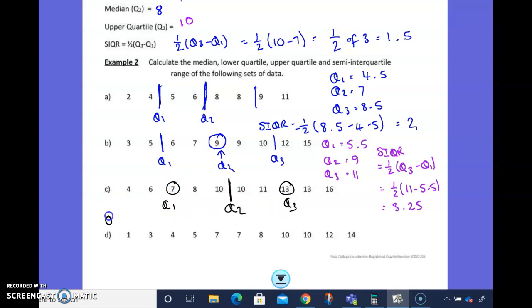So Q1 is 7, Q2, halfway between 10 and 10. Don't let that confuse you, it's just 10. It does confuse some people. And Q3 is 13. Semi-interquartile range is a half of Q3 take Q1. Keep doing that for some reason. So it's a half of, it's because I'm saying Q3, that's what it is. 13 take away 7. 13 take away 7 is 6, half of 6 is 3.